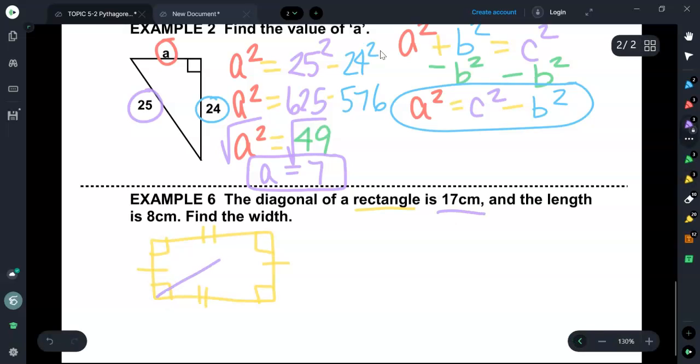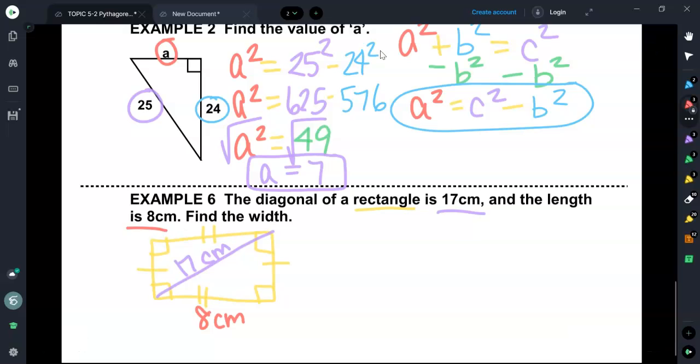And guys, diagonals of rectangles and squares, let's just get used to it. Those are your hypotenuses, or hypoteni if you want to say it. So that's 17. And it says the length is 8. So we're going to call that 8. Now remember, this would also be 8 up here, because it's a rectangle, right? So we want to find the length. I'm going to call this L. In fact, just to make things easier, I'll call it capital L, so you can see it. That's going to be our A or our B.